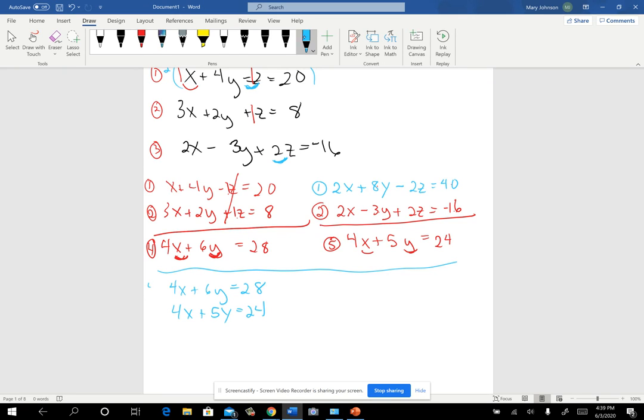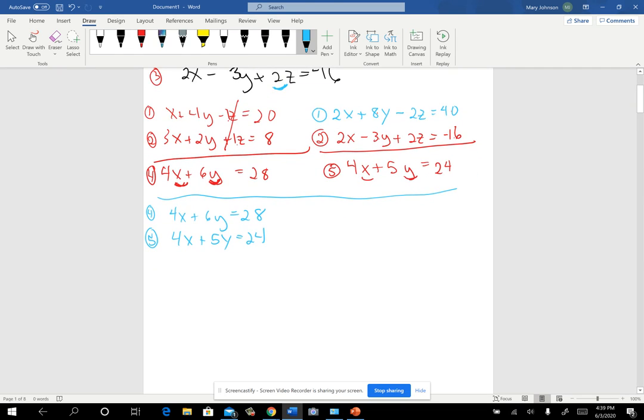Okay, so this is my equation 4 and my equation 5. Now these don't really have to be tweaked very much. If the x's are almost ready to cancel out, all I need to do is get a negative right here, and I could do that by multiplying all the way through by -1. When I do that, the x's are gone. 6y minus 5y is 1y. 28 minus 24 is 4. And I wind up getting my y value.